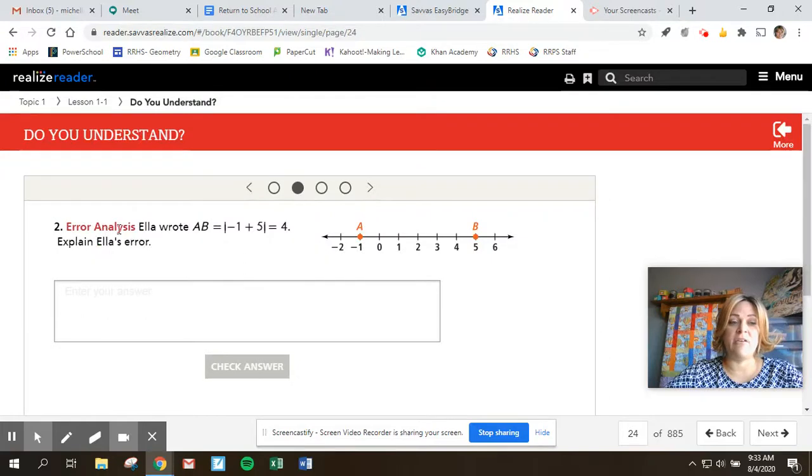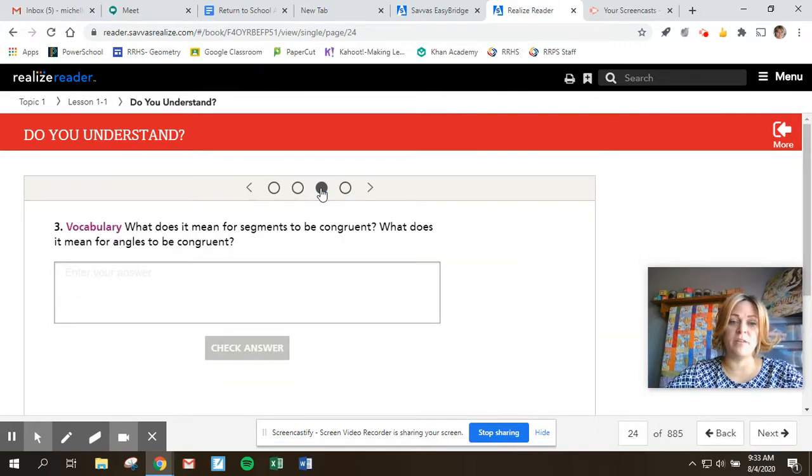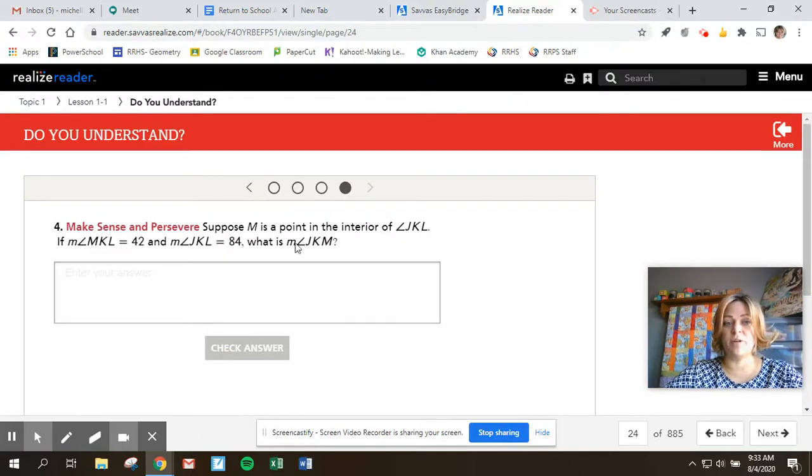Okay. And then error analysis. These are really helpful, especially for the state tests, to figure out what is wrong. So you would explain what's wrong and then check that answer. And then vocabulary, just making sure you understand the key terms or vocab. And then you need to make sense of a certain problem. Again, these are very important questions because this is the big picture. Do you understand this actual lesson?